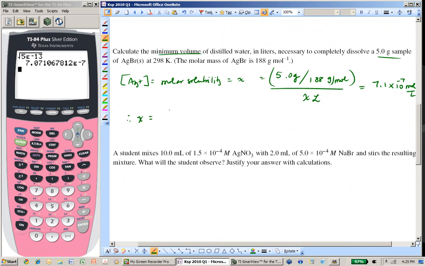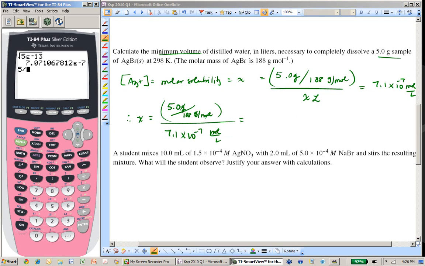So X is equal to my 5.0 grams divided by 188 grams per mole. That's code for moles right there. All over 7.1 times 10 to the minus 7 moles per liter. Notice how cancel, cancel, cancel, cancel. A 1 over liter is liters. That's a very good thing if I'm looking for liters in volume. Volume in liters. All right, so do it. 5 divided by 188. Let me get that numerator and divide it by that value that's sitting right there, and enter. I get 37,612.